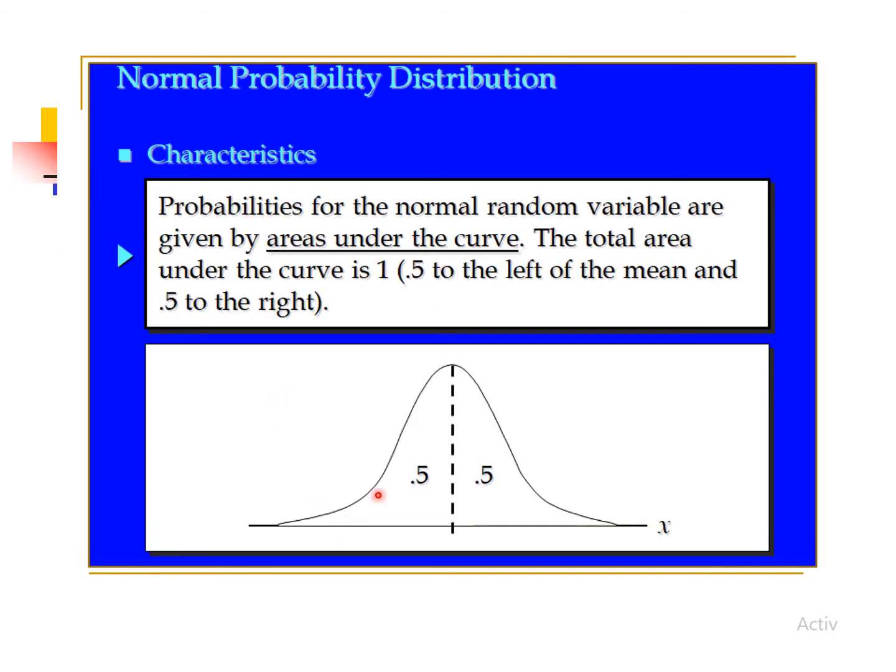The probabilities for the normal random variable are given by the area under the curve. The total area under this curve is 1 and it is symmetrical, thus it is 0.5 and 0.5 on either sides.